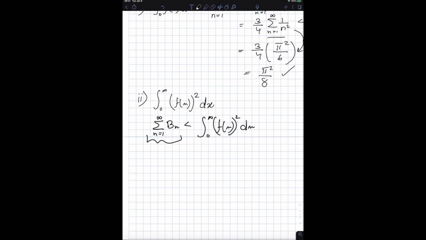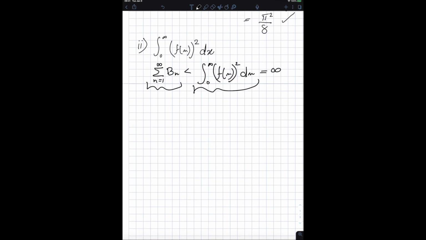And if this diverges to infinity, since this must be less than the integral from 0 to infinity of f of x squared dx, this integral must also go to infinity. Or in other words, it must diverge. So, let's look at what happens to this.